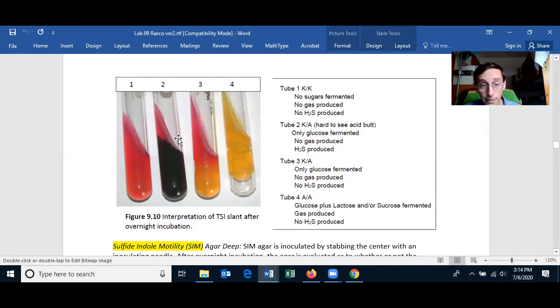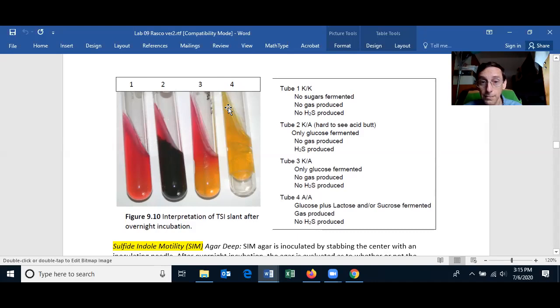metabolizing the amino acids in the media, and that produces an alkaline substance. And so the color of the slant will change from yellow to red as the alkaline is produced. And so there we know, because it's red here and then yellow down here, that only glucose is fermented. The other sugars are at higher concentration. So if the other sugars are fermented, the slant will remain yellow.